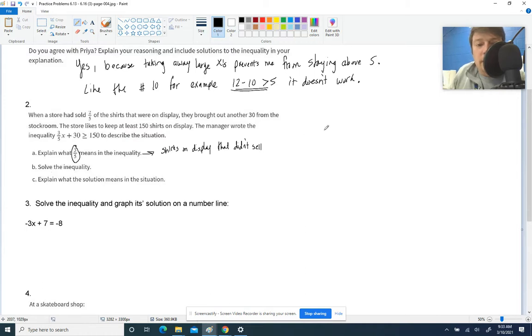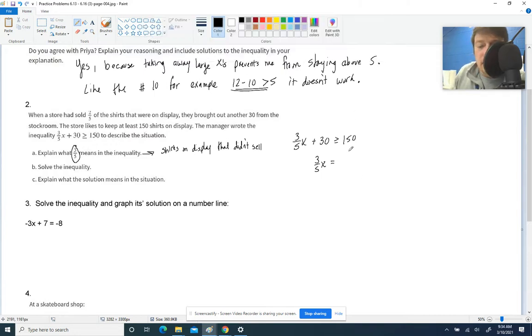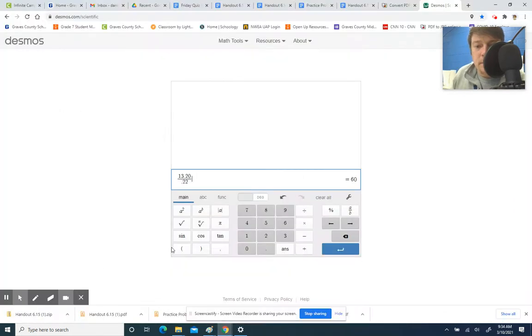So let's solve it. We got 3/5 x plus 30 is greater than or equal to 150. So when we solve, we got to get rid of that 30 first. So actually, let's treat it like it's an equation. Sorry, I didn't do that first. We'll make that an equation. Take away the 30. That gives us 120. And to get rid of this, multiply by 3/5. We're going to take our total and divide it by those 3/5. So 120 divided by 3/5. Let's go to our calculator. 120 divided by 3/5. 200. All right, so let's go back.